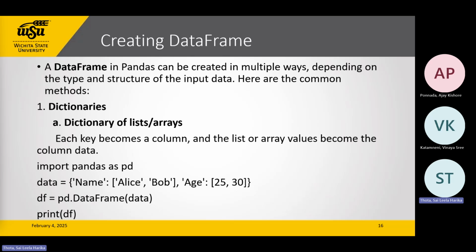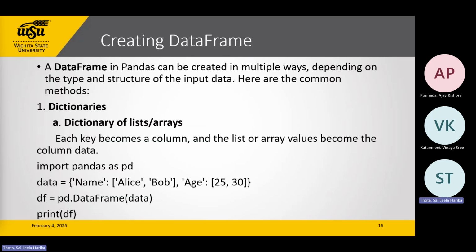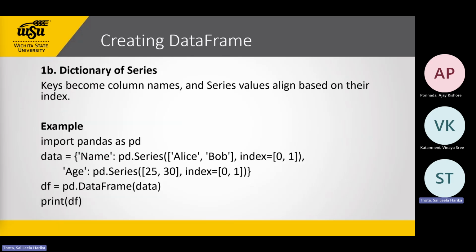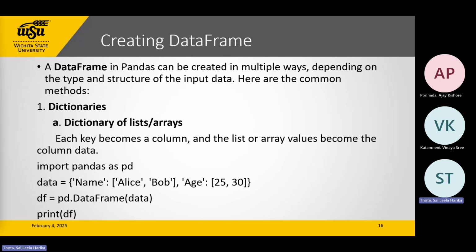Creating a data frame. There are several ways to create a data frame. Before, we discussed one of the ways, right? I gave the data as a dictionary, because we have key value pairs. So this is one of the ways to create a data frame. But there are several ways of creating a data frame. We can create the data frame from a list, and from series, dictionaries, and lists. Let us discuss one by one.